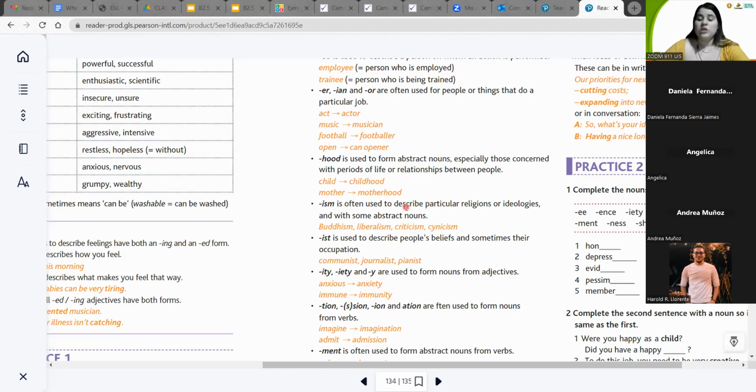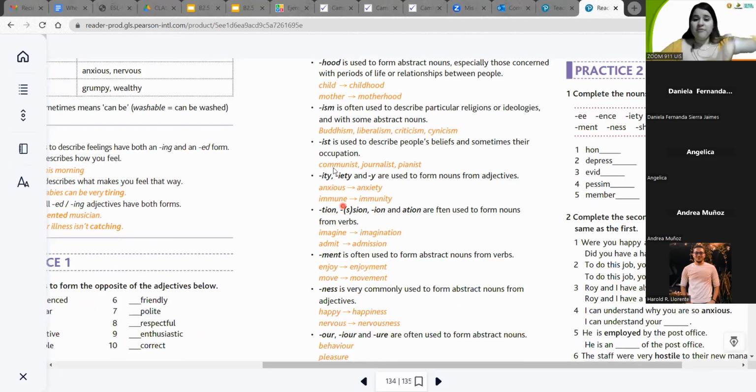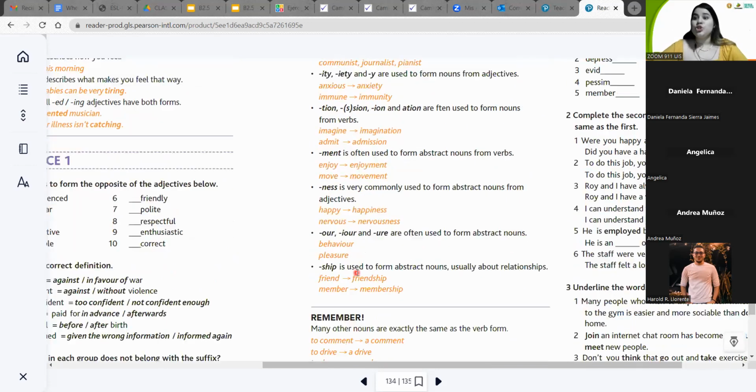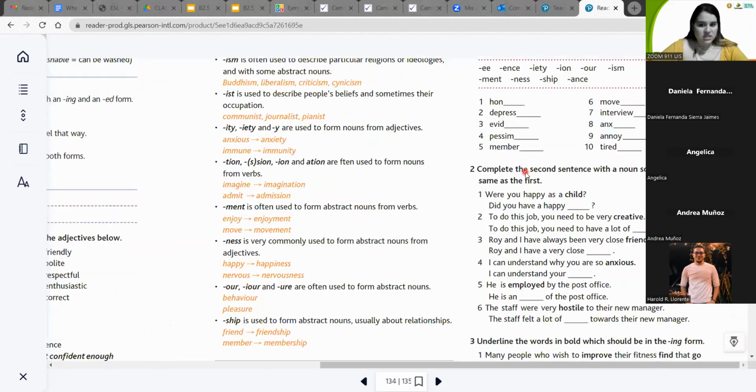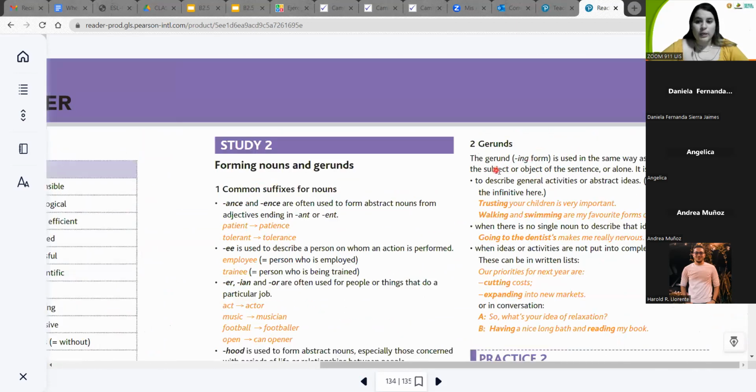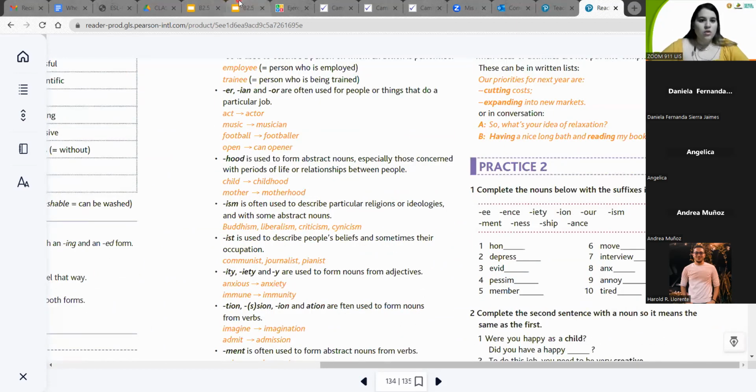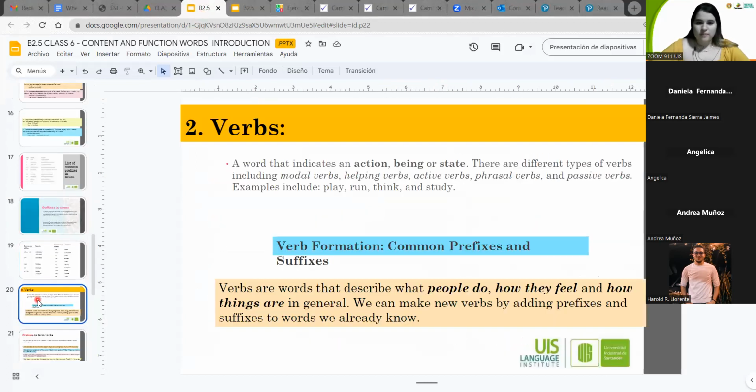-Ism is used to describe a particular religion or ideology, with some abstract nouns like Buddhism, liberalism, criticism, cynicism. -Ist is used to describe people's beliefs and sometimes their occupation. Communists, journalists, pianists. Okay. We have these other ones here that you can check, right? And you can also do some extra practice here about how to form nouns. So here we can move on. I'm going to share this information with you guys because it's a lot.